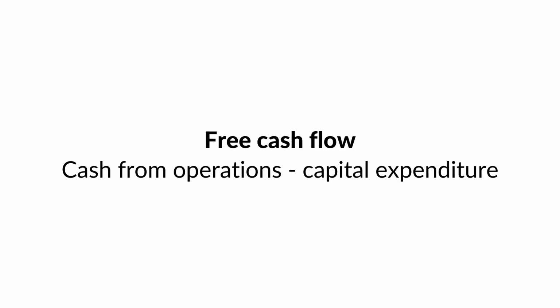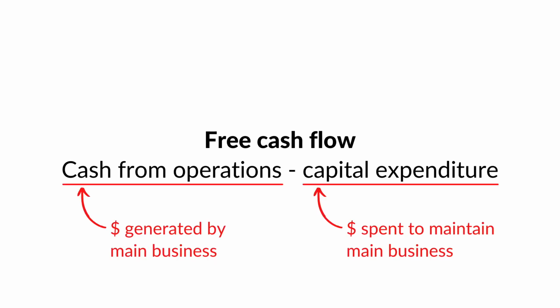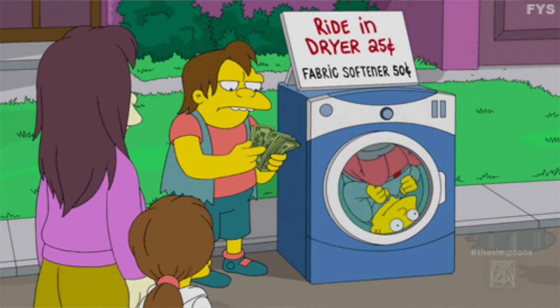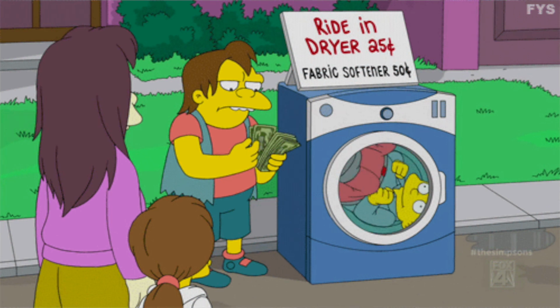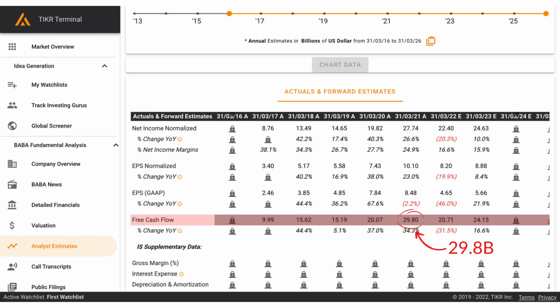The equation is cash from operations minus capital expenditure. This is cash generated by the business minus money we need to spend to maintain the business. An example of capital expenditure would be if you replace the washer dryer at your rental property. We find this number in Ticker Terminal, go to Estimates, line 19.